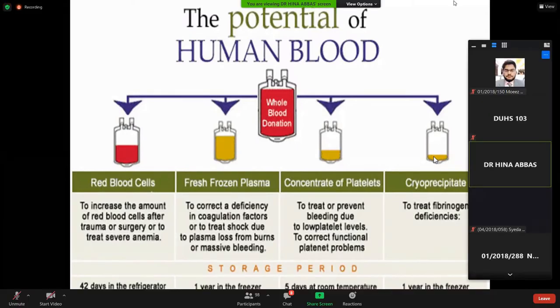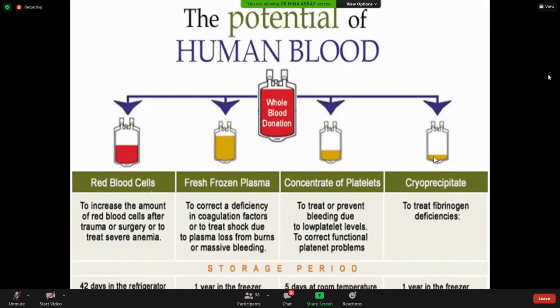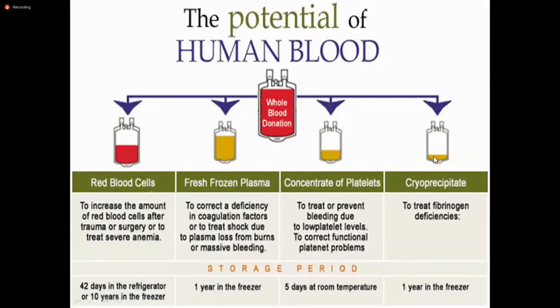Okay, the lifespan of these packed RBCs is 42 days in the refrigerator, stored at a temperature of 4 to 6 degrees Celsius. Secondly, fresh frozen plasma. Fresh frozen plasma is kept in the freezer for 1 year and it is given to patients with coagulation factor deficiencies or when there is so much plasma loss from burns or massive bleeding.